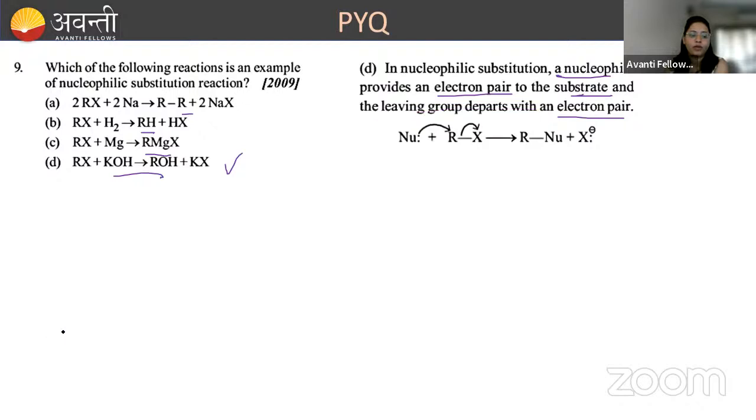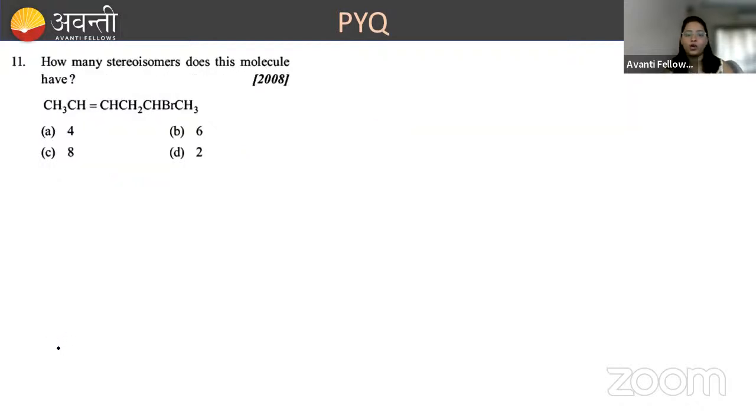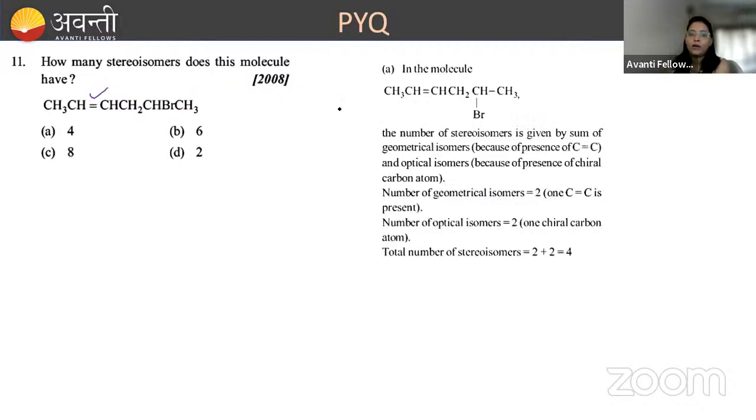Okay, so next problem. How many stereoisomers does this molecule have? We need to calculate how many stereoisomers are possible for this given halide. First of all, what are you going to find out here? The number of stereoisomers. You are going to calculate the sum of the geometrical isomers, because a double bond is present, so we have to add those as well as the optical isomers possible; we will have to find them out. So see here, this is the structure of the molecule: CH3 CH double bond CH CH2 CH CH3 Br. Okay, any doubt in this? No doubt, I have just written the structure of that.